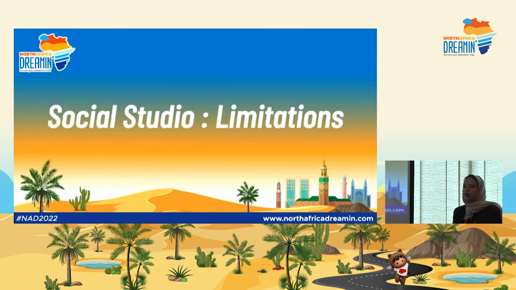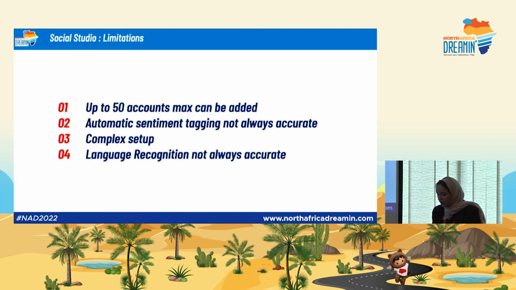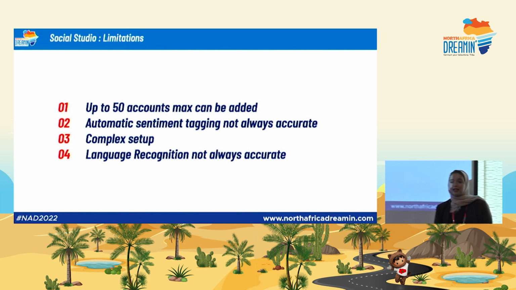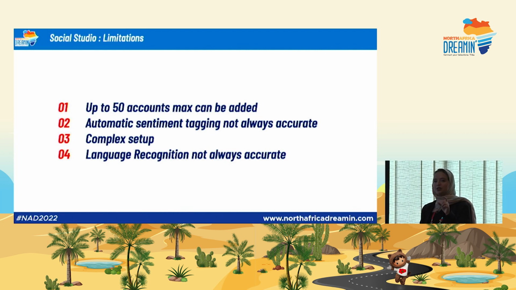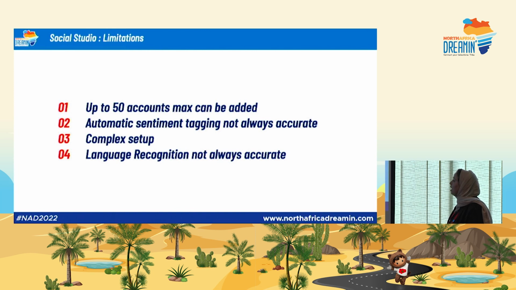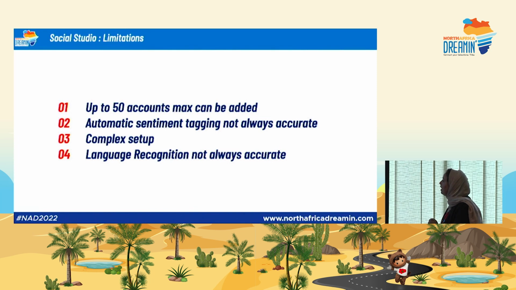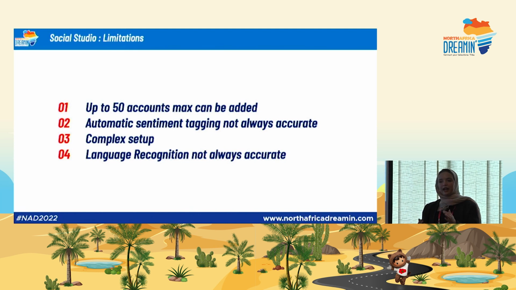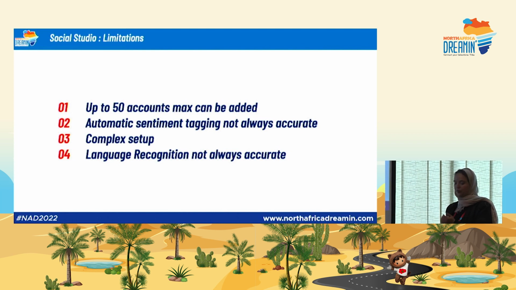Now, nothing is perfect, of course. Everything has advantages and limitations. For Social Studio, you can only add up to 50 accounts, so if a brand has more than 50 accounts, they cannot be added. Then we have the sentiment tagging, which means the engine that analyzes the customer's feedback is not always accurate. It has a very complex setup, so it always requires training and continuous support. And then the language recognition is not always accurate. That is why at Van Eigens, we always do an extra step to make sure that the language is recognized correctly at the cases level.